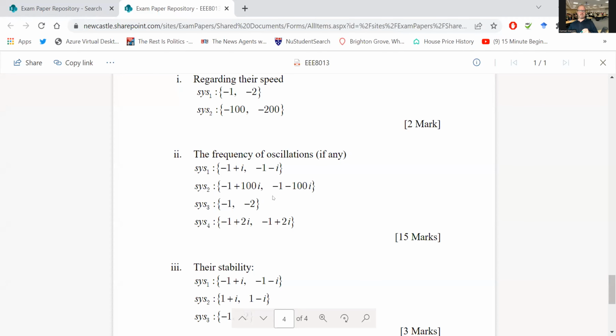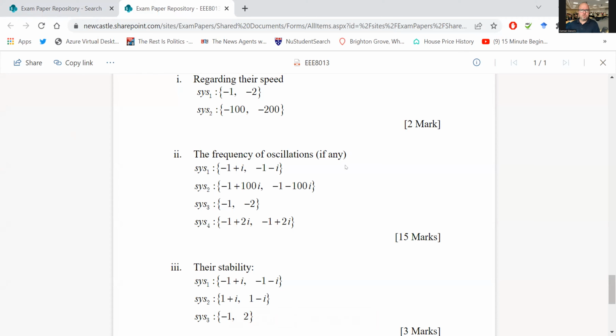The next bit is asking me to classify these systems in terms of oscillations, if you have any. I think it's clear that the third system, one and two, I will keep writing on my visualizer and then you will see what I have written. So it is clear that the third system has no oscillations because there is no imaginary part. We know that the frequency of the oscillations will only depend on the imaginary part.